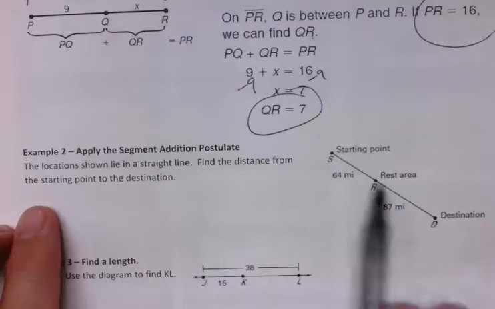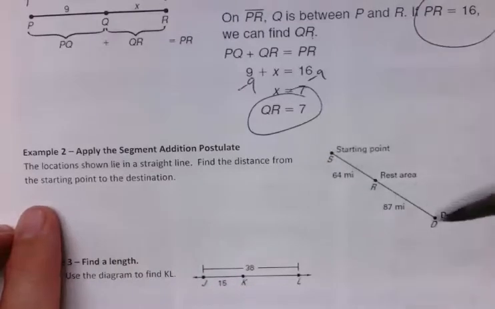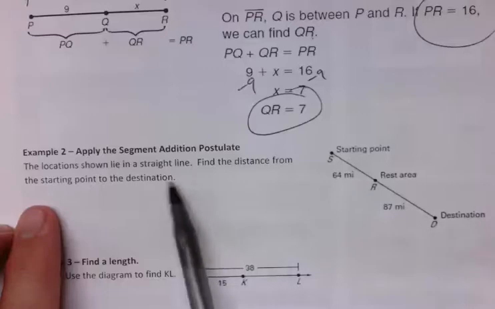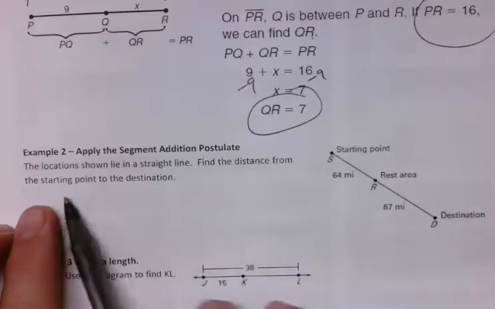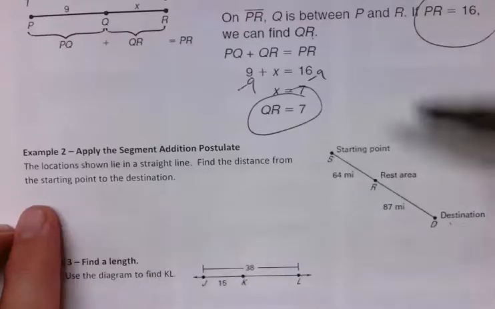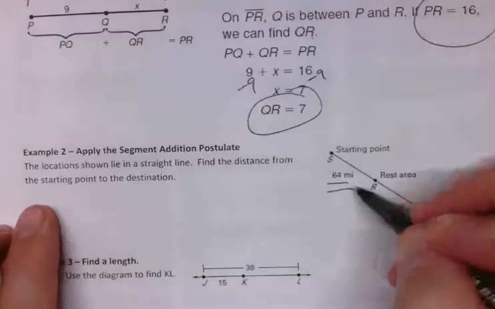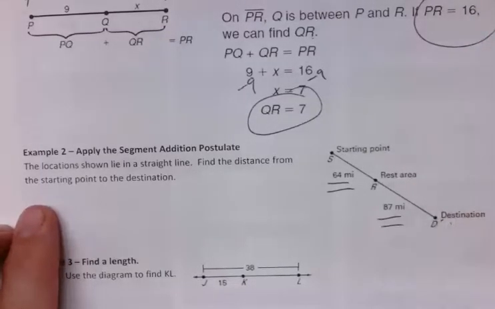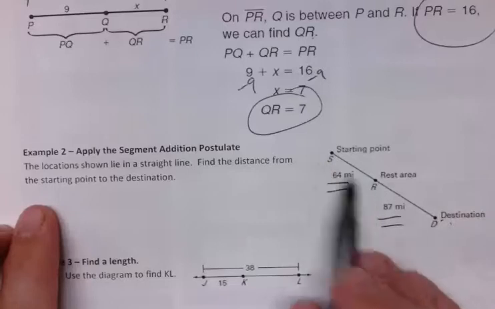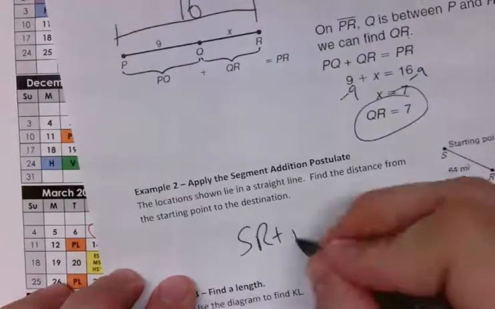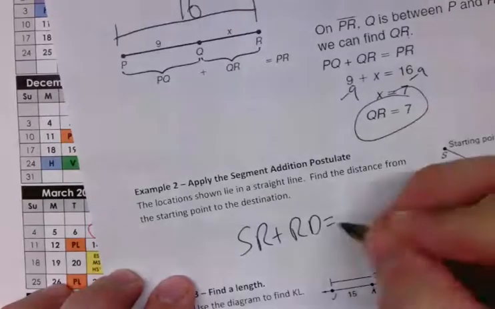So we know this is on part of a line. I know it only is a segment at this point, but it's SD. They're telling us we have to find the distance from the starting point to the destination. So they actually want us to find the big. Well, lucky for us, they gave us both of the littles. So since R is between S and D, SR plus RD must equal SD.